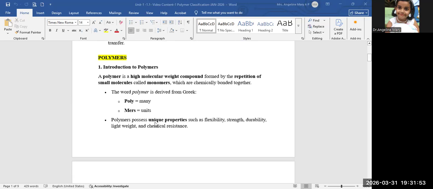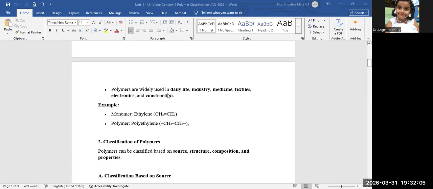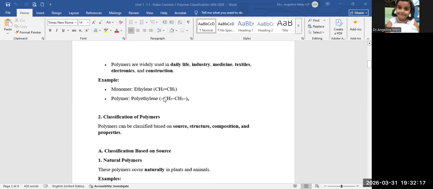Polymers possess unique properties such as flexibility, strength, durability, lightweight, and chemical resistance. And also polymers are widely used in daily life, industry, medicine, textiles, electronics, and construction. Those polymers are used in a variety of ways in day-to-day life.